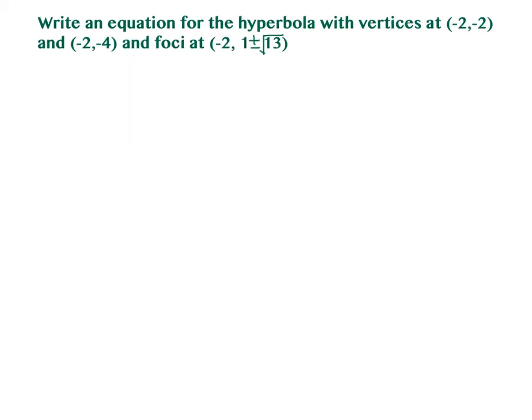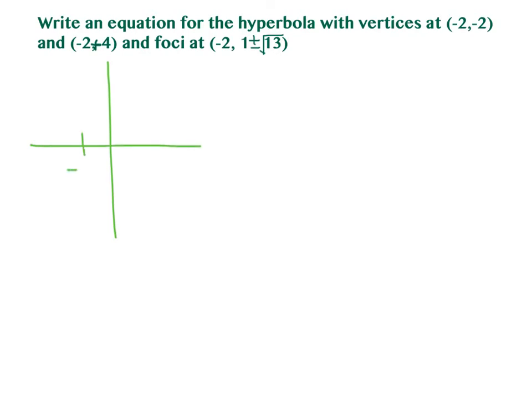And this is our last example. We're going to write an equation for the hyperbola with vertices at (-2, -2) and (-2, 4), and foci at (-2, 1 plus or minus the square root of 13). All right, so what we're going to do is sketch a little picture for ourselves.